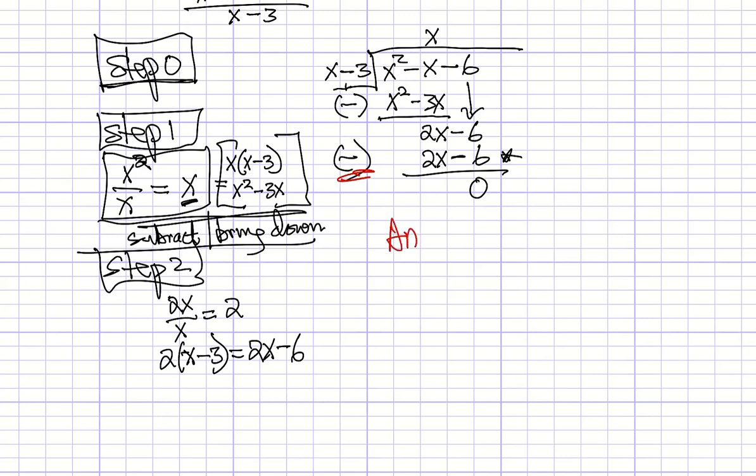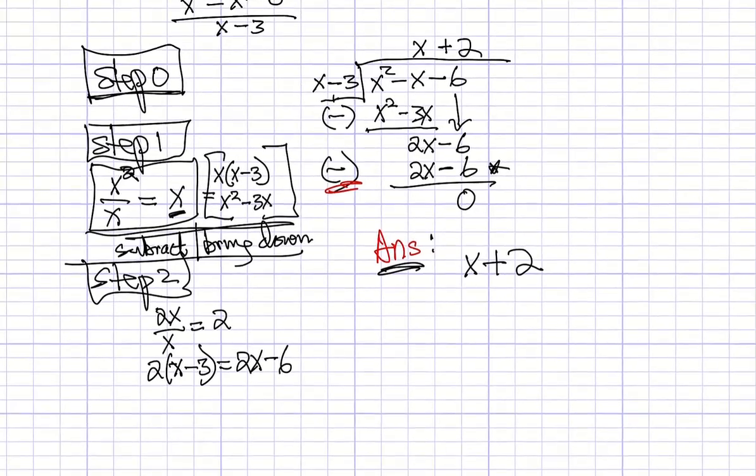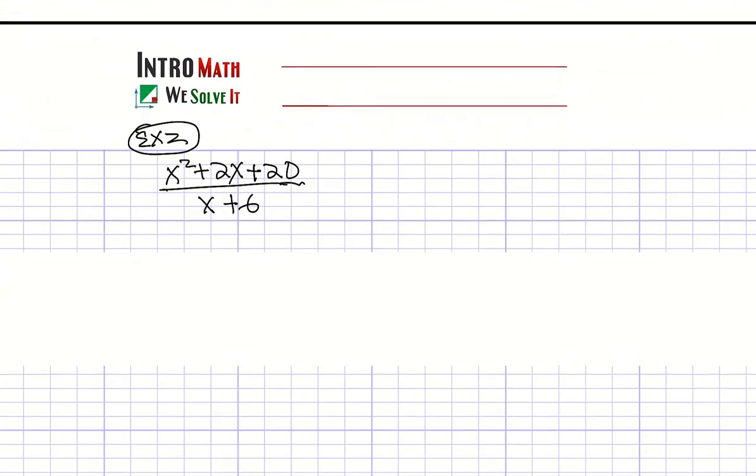Answer. Oh, I forgot to put my 2 up there. You put the 2 here, plus 2. Yeah, put the 2. Our answer is x plus 2. And there is no remainder, right? So that's the answer right there, okay? So we'll move on to the next one. We're done with that one.